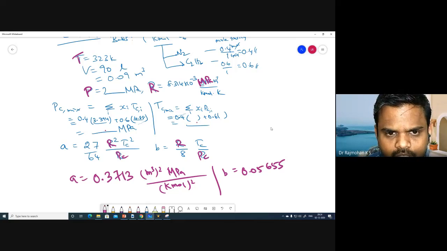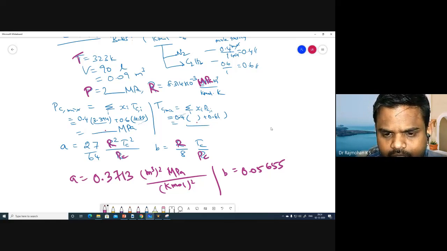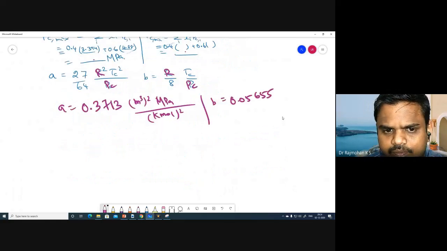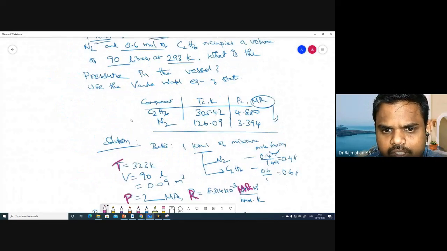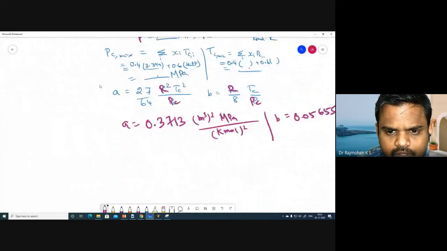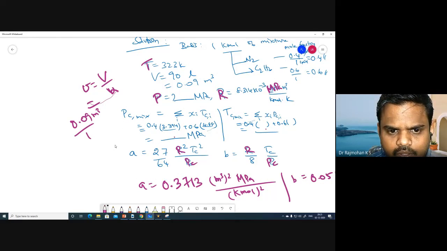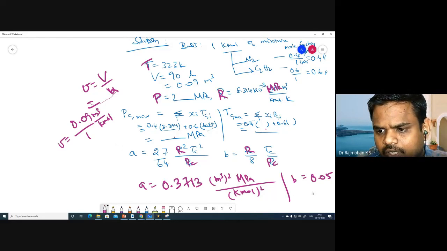Okay, it is per mole only, so we can take 0.09 meter cube per mole. Okay, so that also we know. Okay, substituting. What is our basis here? Check for our basis. It is 1 kilomole. So that means small v equal to V by N, which is 0.09 by 1 meter cube per kilomole. This is your V. Okay, so we know all the values.